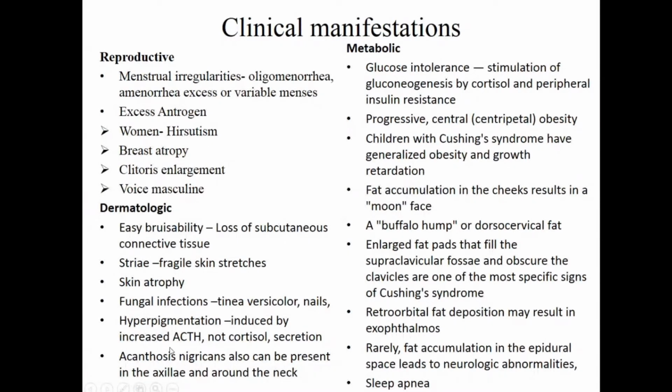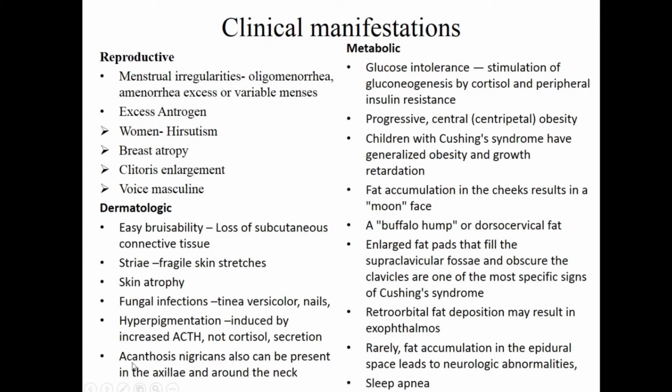Hyperpigmentation is induced by increased ACTH secretion. A person who is taking cortisol, for example, will not have hyperpigmentation. Okay? But it is in those conditions where there is increased ACTH secretion. ACTH also stimulates the melanocyte stimulating hormones. So ultimately, this is the one that will produce a lot of melanocytes and will cause hyperpigmentation. So cortisol on its own does not cause hyperpigmentation. So it means you have hyperpigmentation in ACTH dependent causes of hypercortisolism.